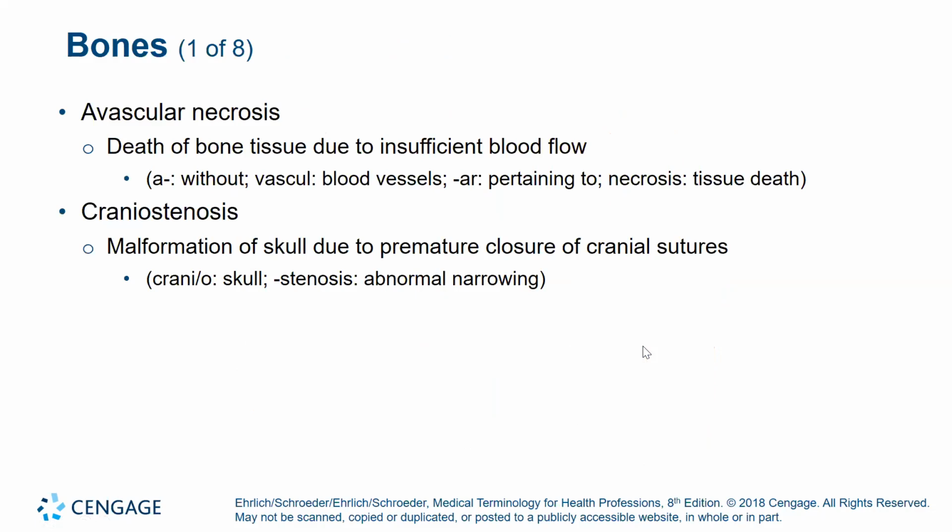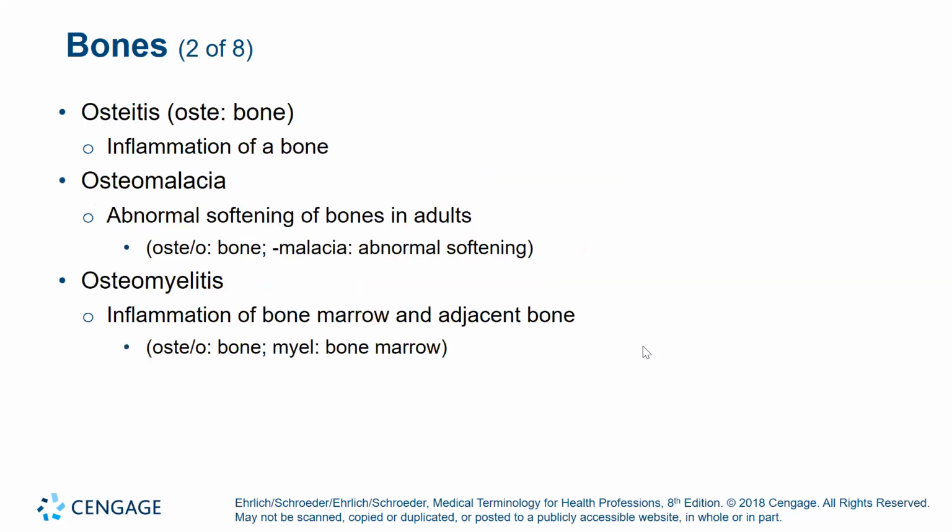Next, we have avascular necrosis. Breaking that term down, A is without, vascular is blood vessels, AR pertaining to, and necrosis is tissue death. So this is death of bone tissue, and this is due to insufficient blood flow. We have craniostenosis, cranial skull, stenosis abnormal narrowing. So it's abnormal narrowing of the skull. Osteitis, osteo is bone. Itis is inflammation, so it's inflammation of the bone. Osteomalacia, malacia is softening, so this is abnormal softening of bones in adults. Osteomyelitis, osteo is bone, myelo is bone marrow, so it's inflammation of bone marrow and adjacent bone.